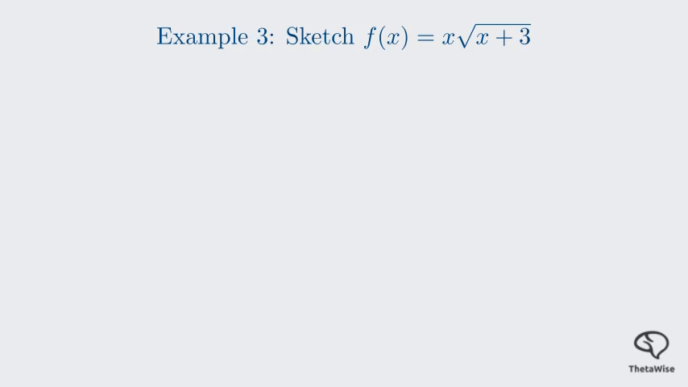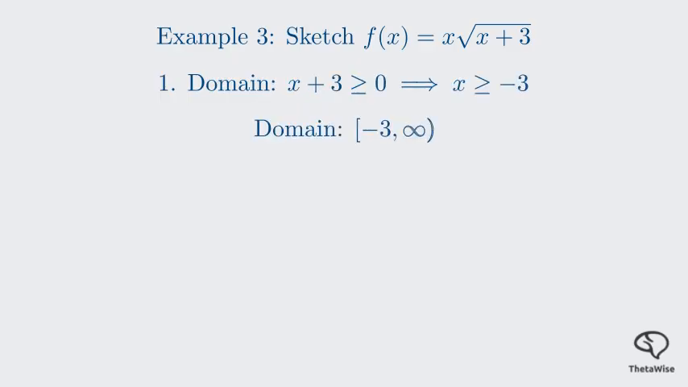First, the domain. The expression inside the square root must be non-negative. We set x plus 3 greater than or equal to 0, which means x must be greater than or equal to -3. So the domain is the interval from -3 to infinity. Next, the intercepts. For the y-intercept, we set x equals 0.